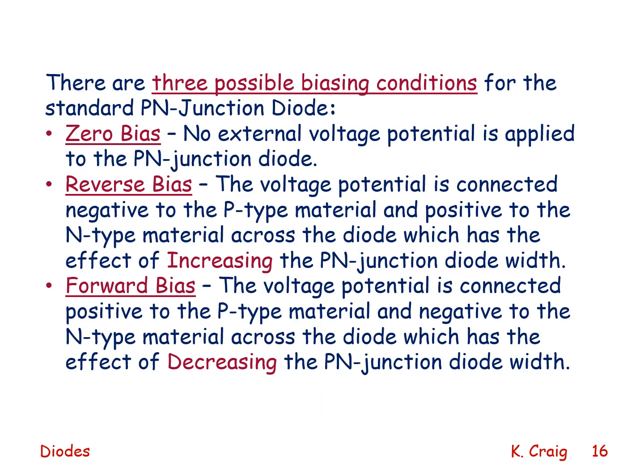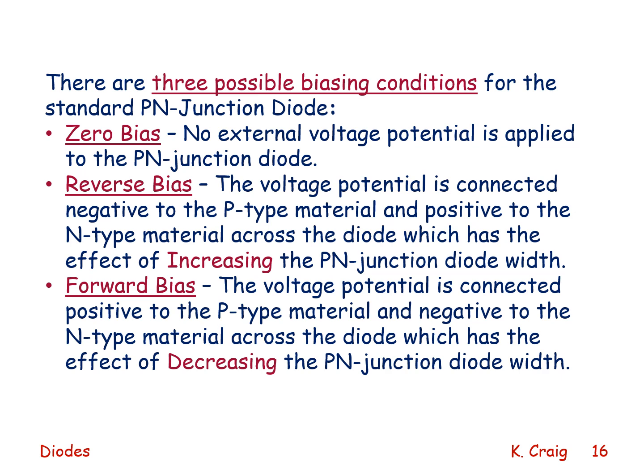There are 3 possible biasing conditions for the standard p-n junction diode. Zero bias, no external voltage potential is applied to the p-n junction diode. Reverse bias, the voltage potential is connected negative to the p-type material and positive to the n-type material across the diode, which has the effect of increasing the p-n junction diode width.